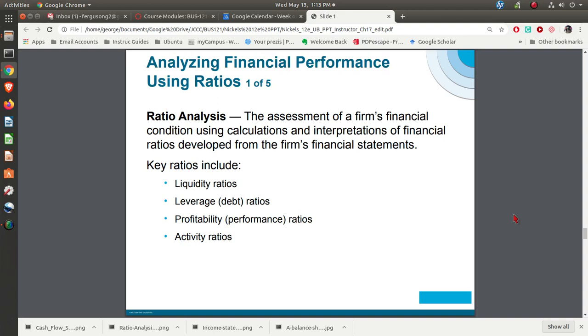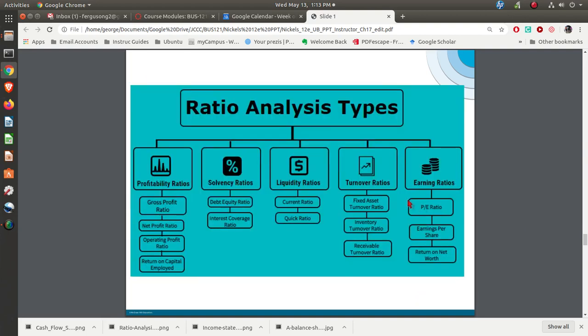You also have your ratio analysis. Now, what you're doing is identifying various ratios to see how the business is running, and it allows you to compare this business to other businesses. Are we running our business as efficiently and as effectively as our competition? The various ratio types might be profitability, solvency, in other words, can we pay our bills, liquidity, turnover, in other words, what's happening with our inventory, and then earnings.